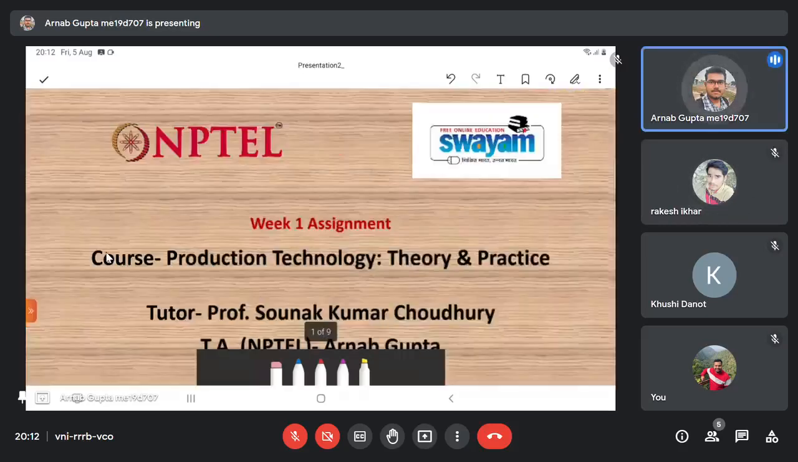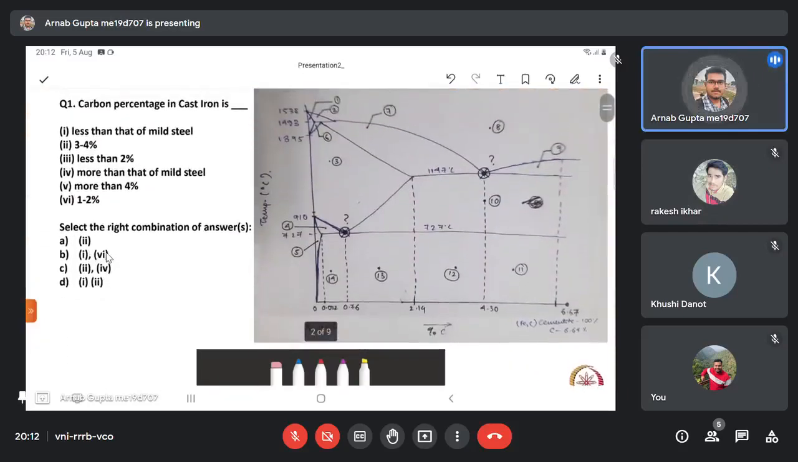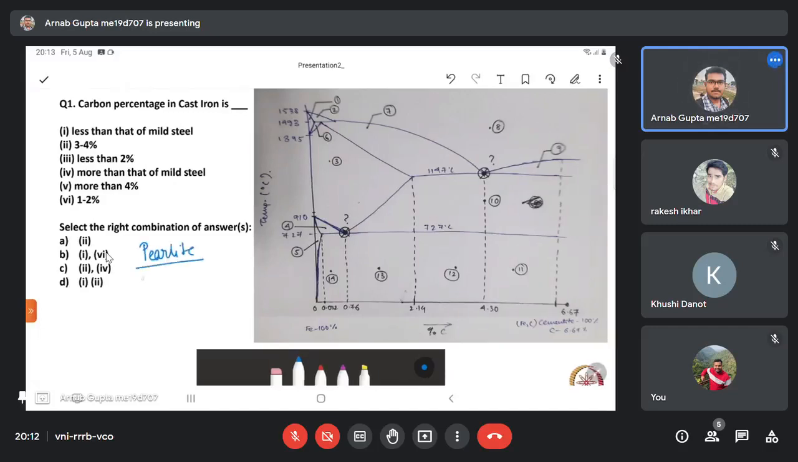Okay, so the first question was a straightforward question, but as an extension, we also discussed a bit about the iron-carbon diagram. What are the different points? What are the phases here? Have you heard of pearlite? I hope you have, right? Pearlite is alpha plus cementite, right?